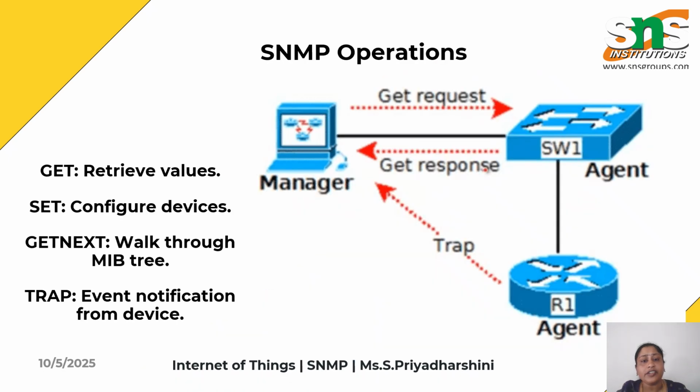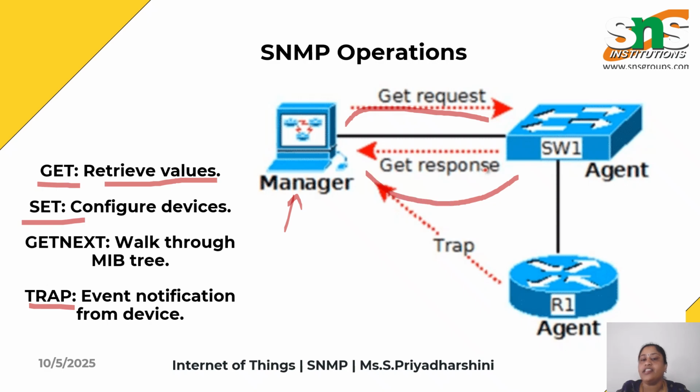The basic operations in SNMP are the get message, the set message and the trap message. So what is the get message? The get message is used to retrieve values, and it is used by the manager. If the manager needs information about any device, it sends the request to the SNMP agent, and from the SNMP agent the manager gets the device response.